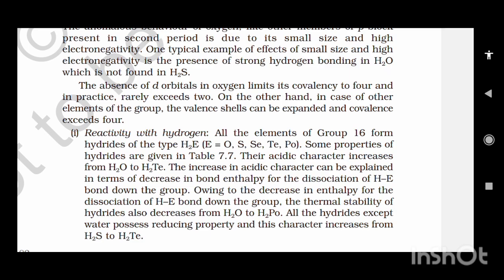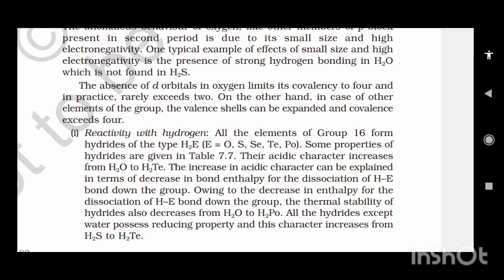All the elements of group 16 form hydrides of the type H2E. Some properties of the hydrides are given. Their acidic character increases from H2O to H2Te. The increase in acidic character can be explained in terms of the decrease in the bond enthalpy for the dissociation of the H-E bond down the group. The thermal stability of the hydrides also decreases from H2O to H2Po.